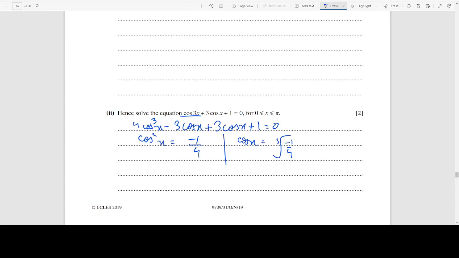So we have to find the answer in radians. So this is 2.25, and we just have to find it in this range.